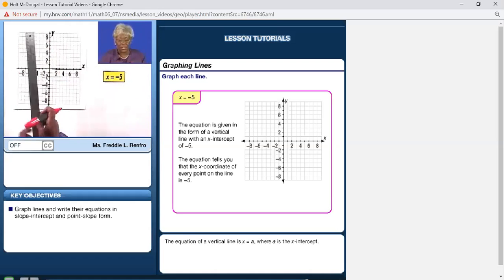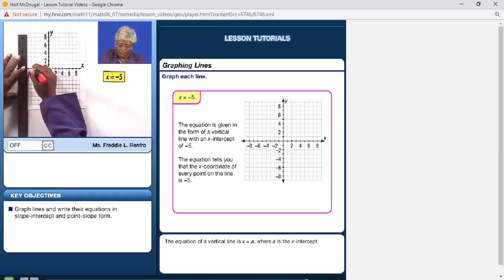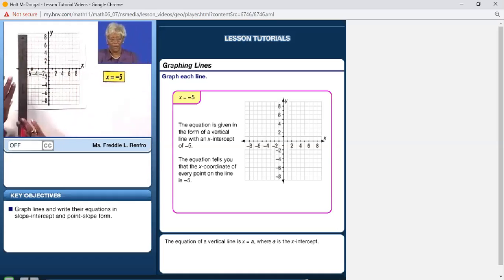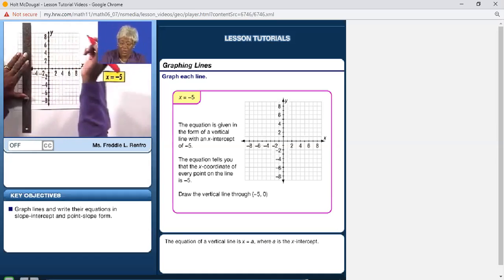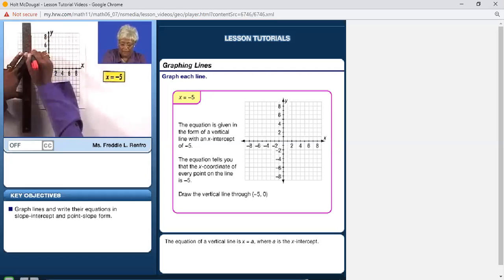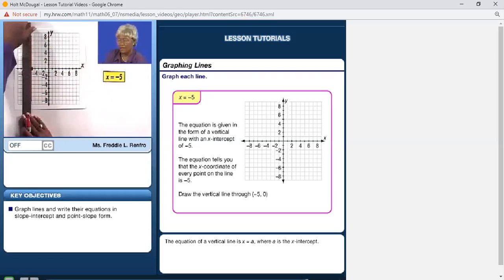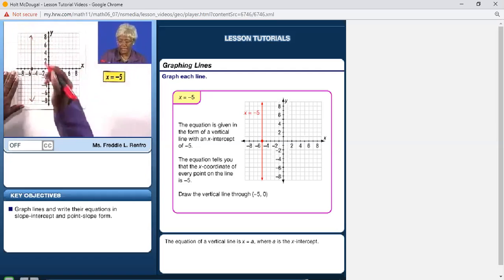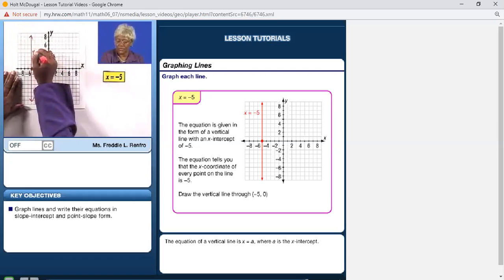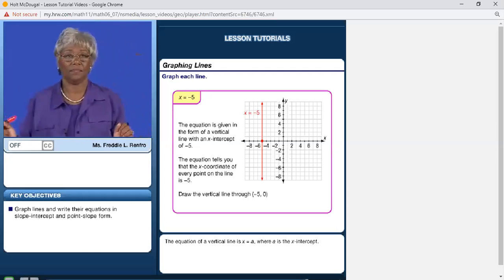The graph is a vertical line. It's just a vertical line, and it's parallel to the y-axis. So the graph of the vertical line, in this case, is x equals negative 5.